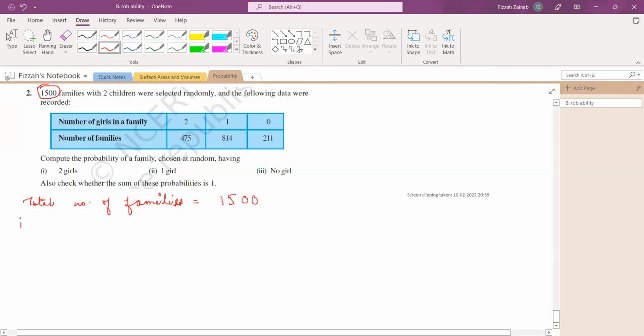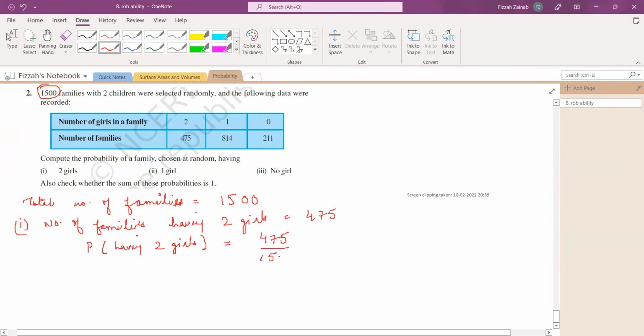Now come to the first question. Number of families having 2 girls. How many families are having 2 girls? Ma'am, 475. Okay. So you have to find the probability that the family is having 2 girls. So 475 families are having 2 girls and the total families chosen are 1500. So this is the answer. What will you get? Tell me. Do the calculation quickly.